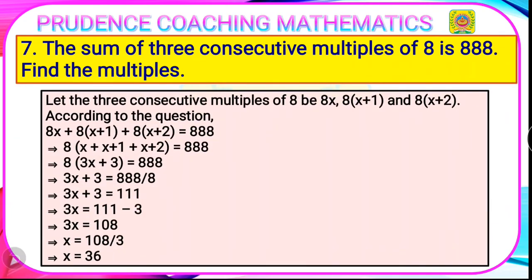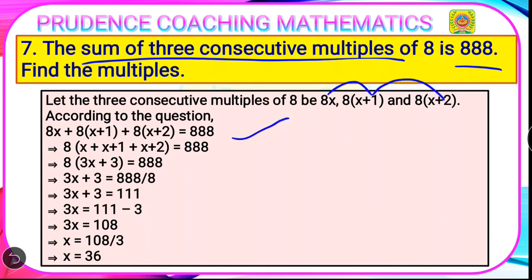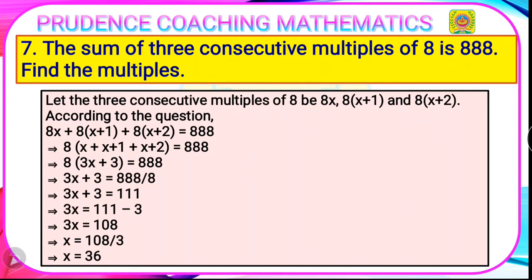According to the explanation, let the three consecutive multiples of 8 be: number 1, 8x; next one, 8 into the bracket x plus 1; and the third one, 8 into the bracket x plus 2. Next you are going to write according to the question. According to the question, the sum of the three consecutive multiples of 8 is 888. So you need to add all these three numbers and equate with 888. So you can see the equation, that is the linear equation. After that you can see in all three terms you have 8 common. So you can take 8 common from all three.